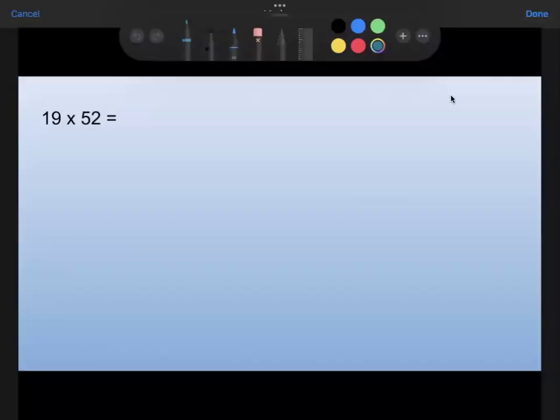Okay, here's our next one. This is 19 times 52. So for this one, I'm going to show you the standard algorithm again. So I'm going to take the larger number, which is 52, and put that on top, and the 19 right under it. I'm going to start by multiplying the two numbers in the ones place. So that would be 2 times 9, which is 18.